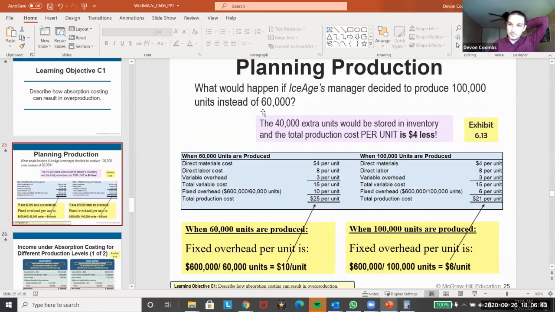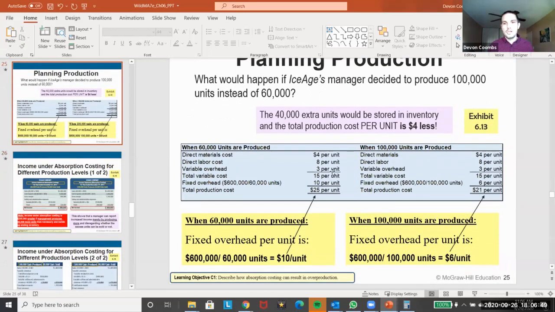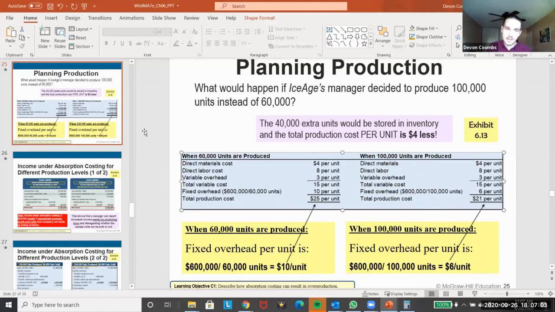So what if we happen to produce 100,000 units instead of 60,000? And so if we're looking at absorption costing, total production costs per unit, or I guess this is looking at when 60,000 units are produced versus 100,000 units produced. From a variable costing standpoint, we see that it's cheaper if we're making 100,000 units. So the 40,000 extra units would be stored in inventory, and the total production cost per unit is $4 less, right? Total cost per unit is less. So, hey, that means that this is probably a good decision, and it'll be hidden in inventory. That's what they're saying here.